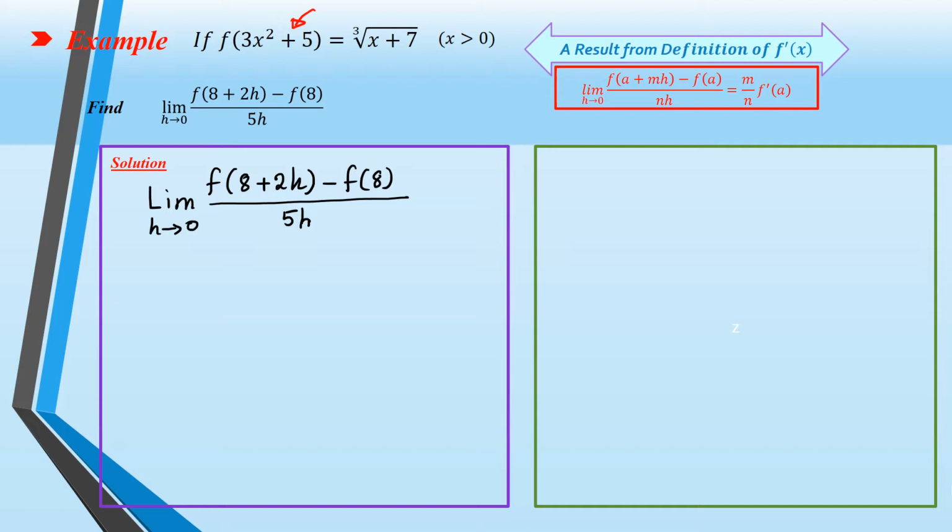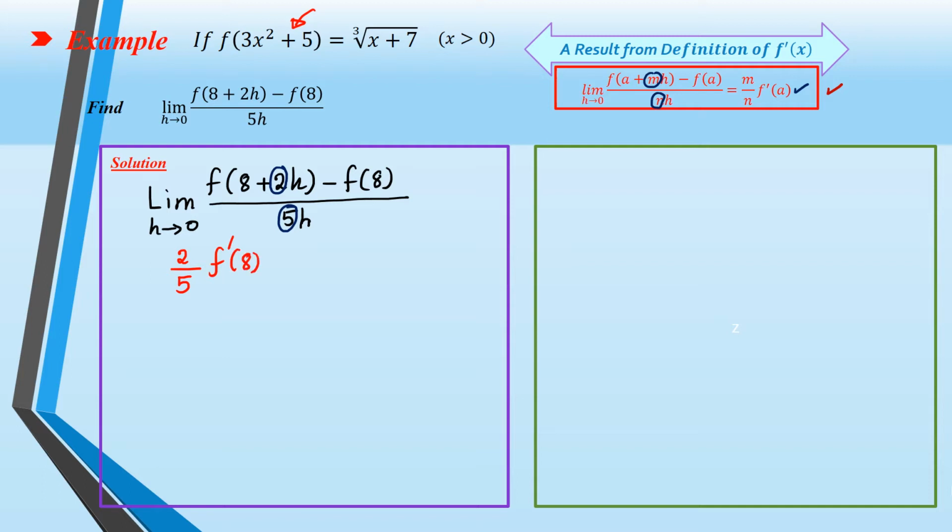Now by comparing this limit with this definition, the result from the first derivative, you will see that the coefficient of h up equals 2 and the coefficient of h down equals 5. So if we have m up and n down, the answer will be m over n times f prime of a. So by comparing, this limit equals 2 over 5 f prime of 8.